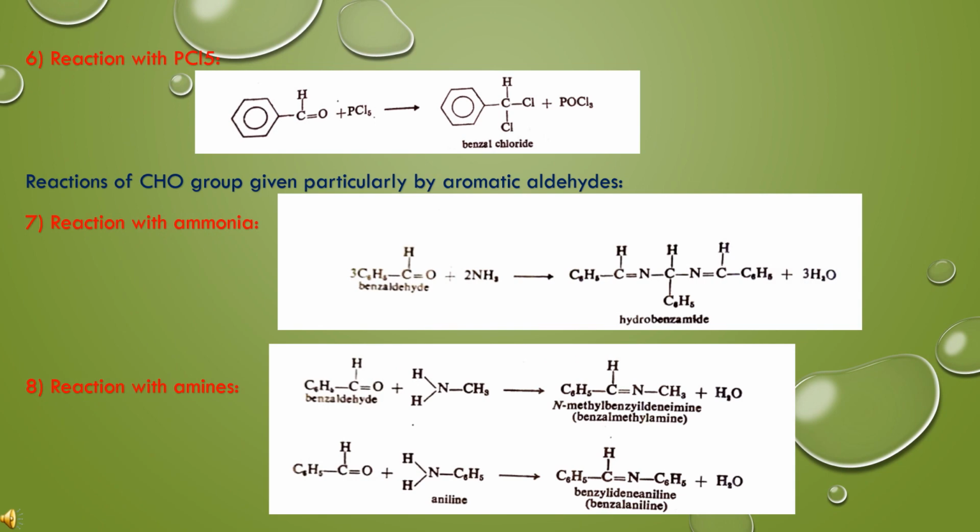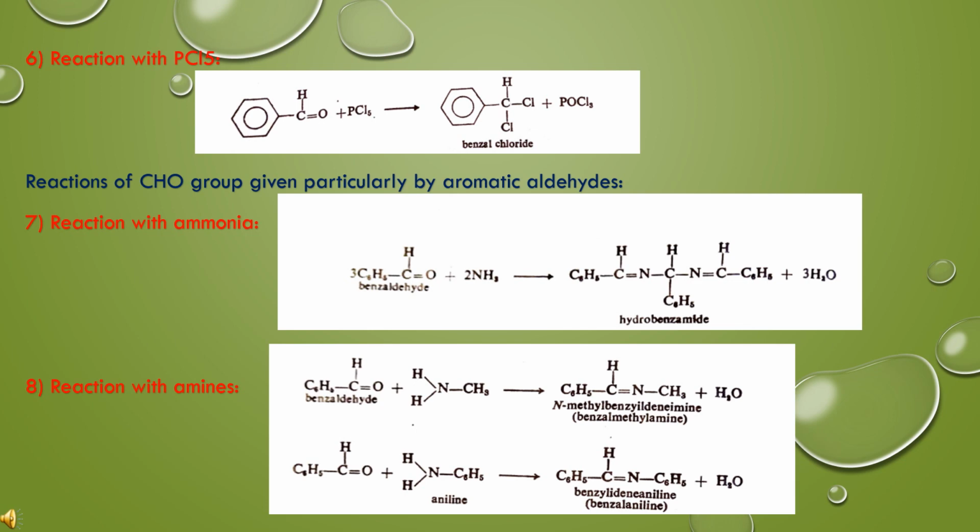Next, properties of benzaldehyde. Benzaldehyde reacts with phosphorus pentachloride. Here the oxygen is removed from the carbon atom as water molecules. The chlorine is attached to that carbon. We get this gem dihalide, which means we get benzal chloride. The remaining POCl3 leaves as a byproduct.